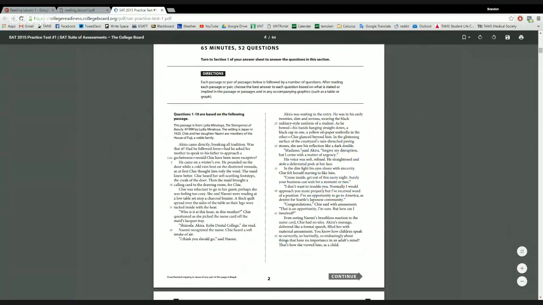Okay, 32. "Madam," said Akira, "forgive my disruption, but I come with a matter of urgency." His voice was okay. So first of all, we want to find what this matter of urgency is. So I'm gonna read down. We'll just skim it. Let's see. "I don't want to trouble you." This is referring to the matter of urgency.